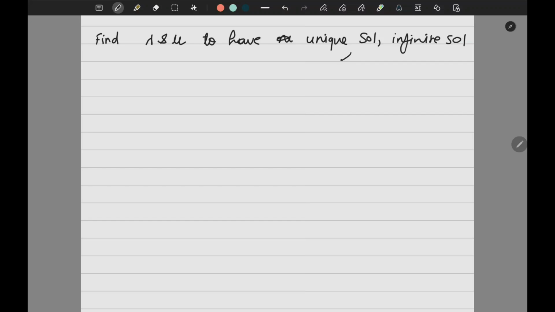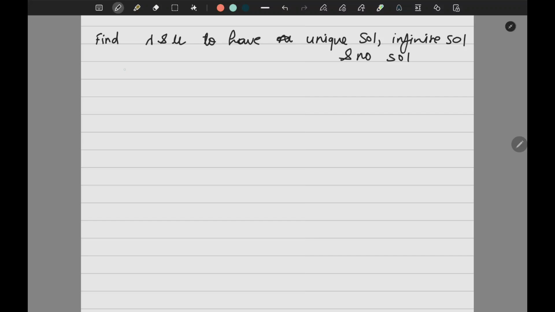Now since we understood the basic definition and the basic concept, how to check what the rank is, and how we can say it is a unique solution or infinite solution, let us start with this question. The first question says, find lambda and mu so that you have a unique solution, infinite solution and no solution.